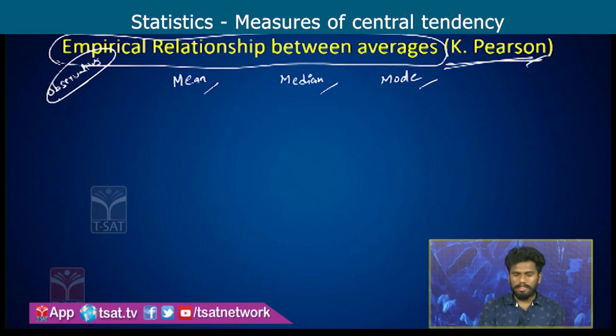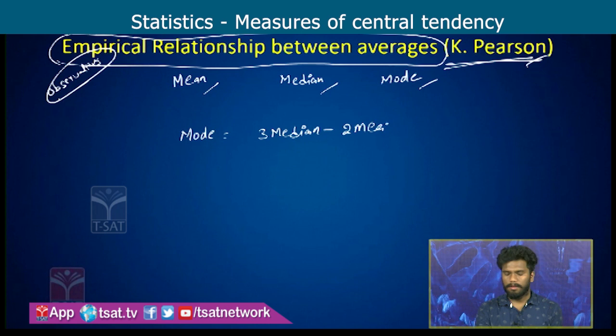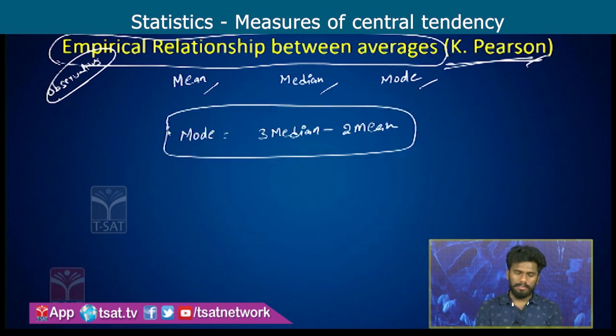Now, what is the relation? Which is very important. Mode is equal to 3 median minus 2 mean. Mode is equal to 3 median minus 2 mean, which is a very important relation.